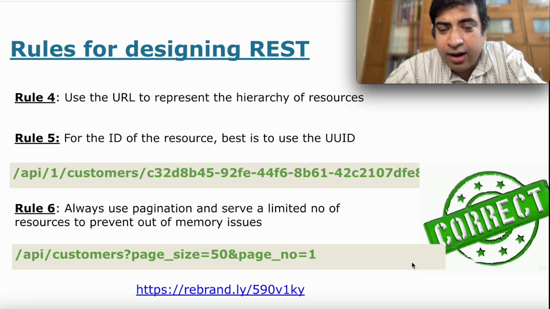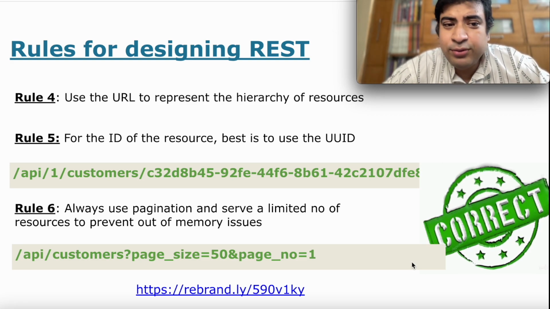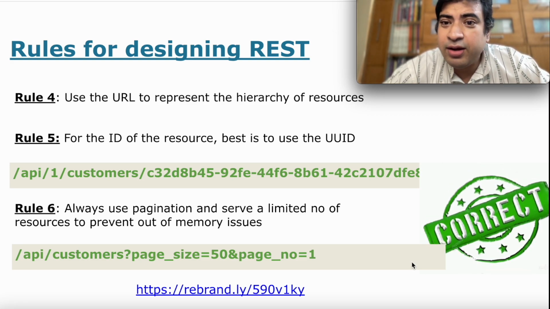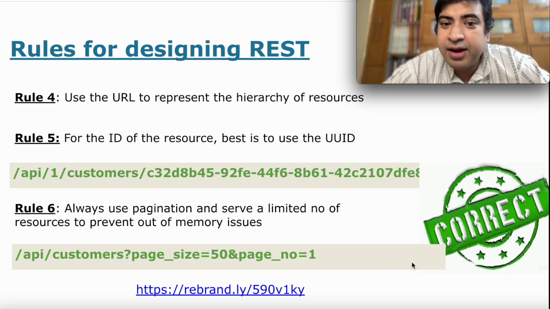Okay, so let us see the other rules. The next rule is to use the URL to represent any hierarchy of resource.